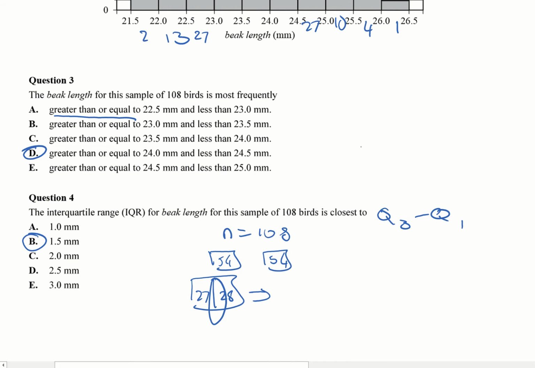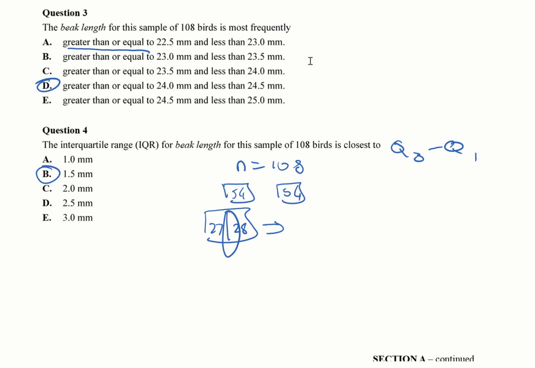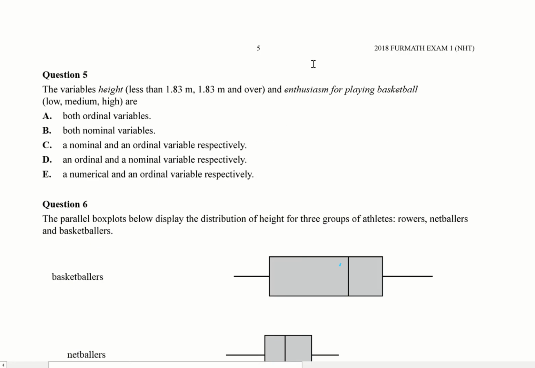Okay, so let's move on to the next question, question 5. In this question, the variables are height, in that sort of format, and enthusiasm for playing football, so it's got an order. They're both categorical, but they've both got an order. One's going from less than to higher than, so it's got an order. So they're both going to be ordinal variables.